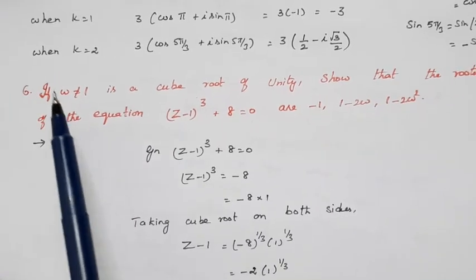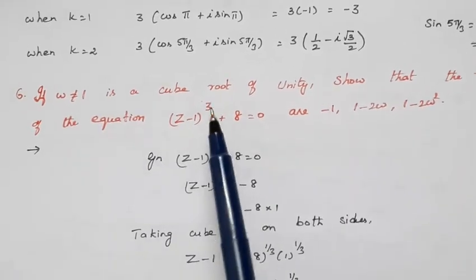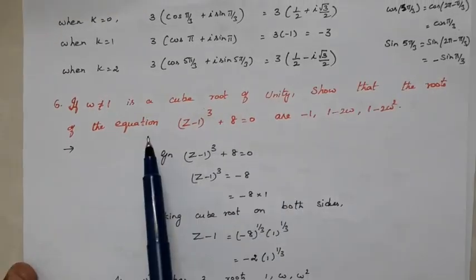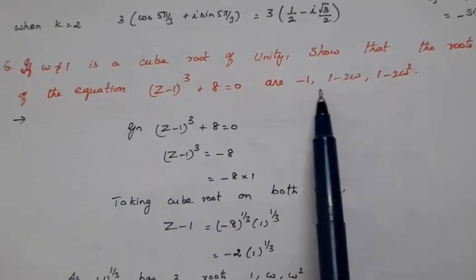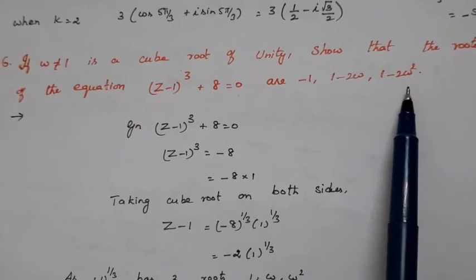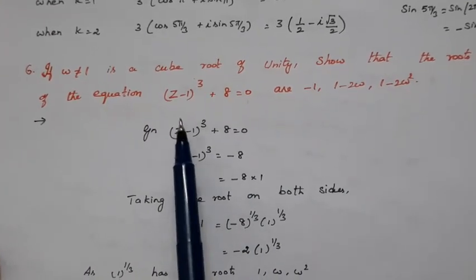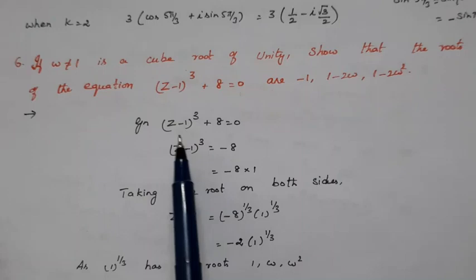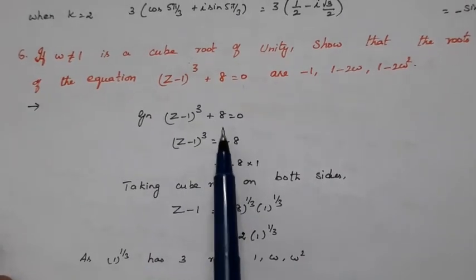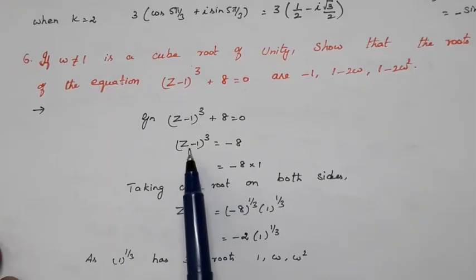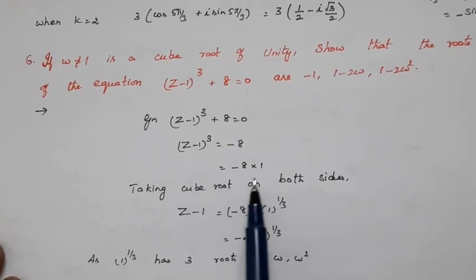Next, sixth one. If omega not equal to 1 is a cube root of unity, show that the roots of the equation (z minus 1) the whole cube plus 8 is equal to 0 are minus 1, 1 minus 2 omega and 1 minus 2 omega squared. Here we are going to do this in a different way. (z minus 1) the whole cube plus 8 is equal to 0. Let us move this 8 to the opposite side as usual. So (z minus 1) the whole cube is equal to minus 8.